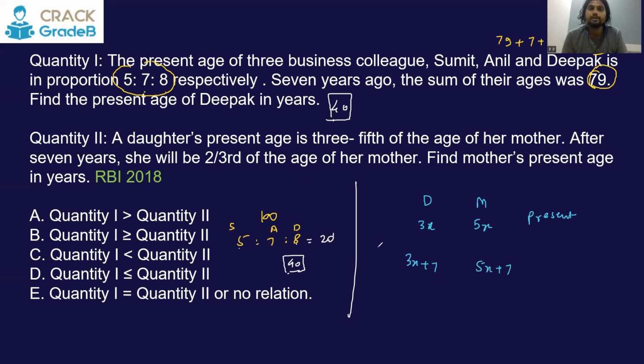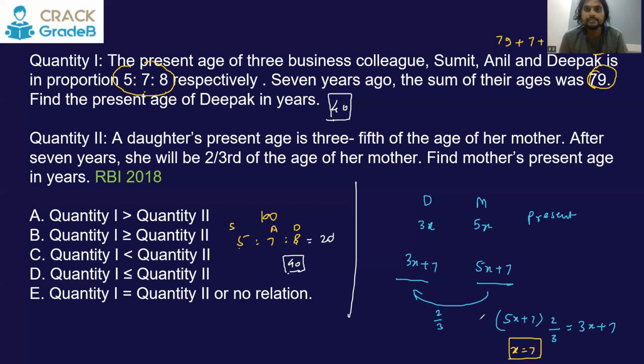At that time, the daughter is 2/3 of the mother's age. That means 5x plus 7's 2/3 should be equal to 3x plus 7. You just have to solve for x first. This is 5x into 2, 10x. This is 9x. So x will be equal to 14 and 21. The difference is 7. x is equal to 7.